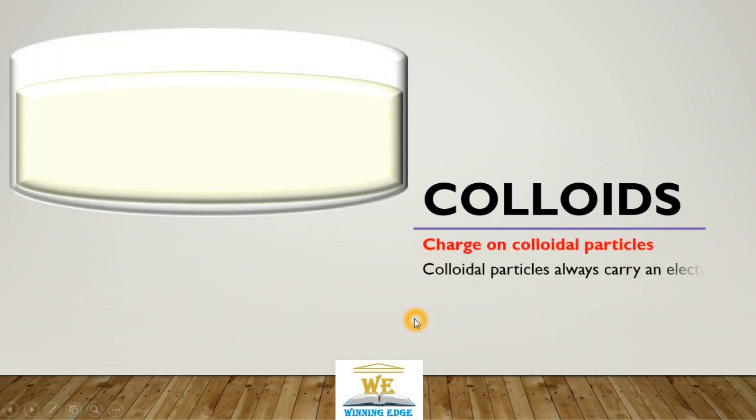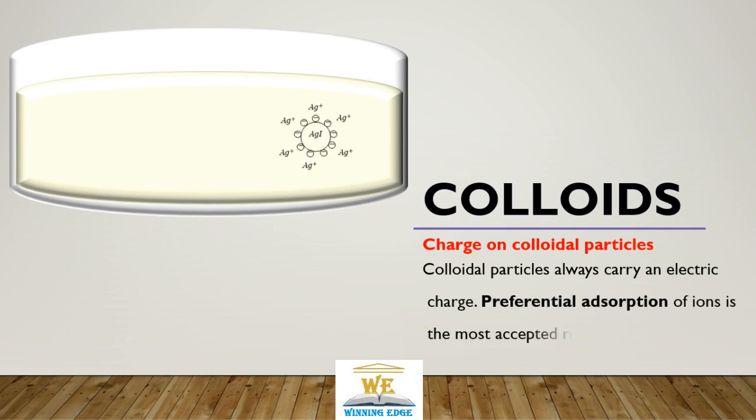Charge on the colloidal particles. Colloidal particles always carry an electric charge. Preferential adsorption of ions on the colloidal particle surface is the most accepted reason to explain the charge on the colloidal particles. For example, we have silver iodide.